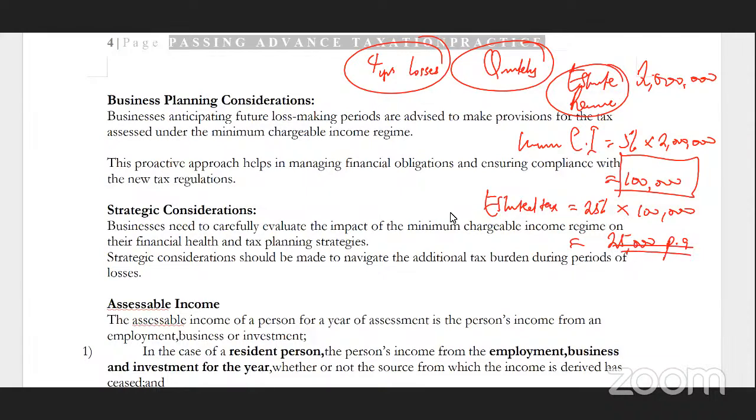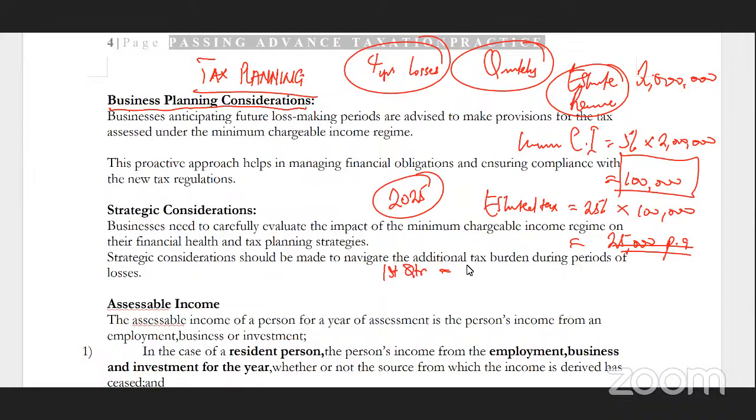Now, if this is 25,000 per annum in, let's say, the 2025 year of assessment, where I expect that I will start making losses, I will assess based on this. So this is for business planning considerations, or basically tax planning, in periods where you anticipate making losses. And here I told you we are not talking about businesses that have just started operations, but businesses which have been in operation.